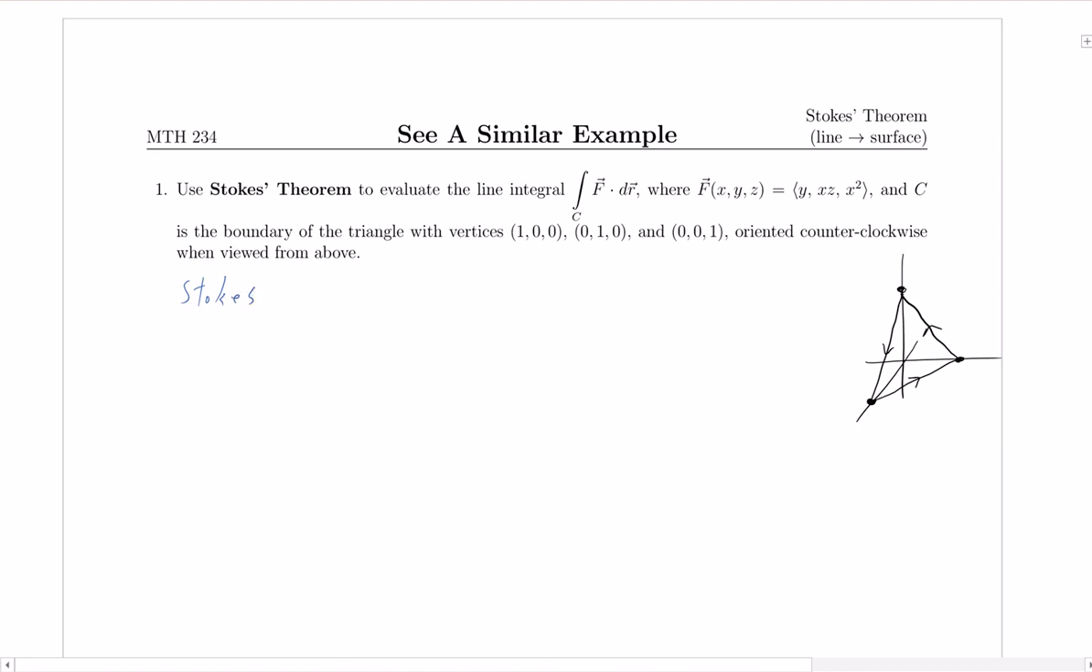So let's remember what Stokes Theorem says. It says that our line integral of our vector field is also equal to a certain surface integral of not F, but the curl of F. And here S is any surface whose boundary is the original curve C.